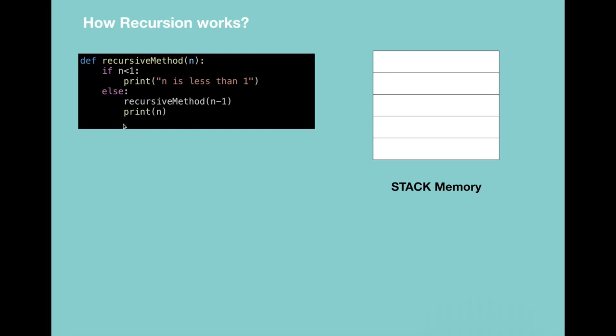So to make things clear, let's run this function for a parameter of 4, and let's see how this will be managed in stack memory. When we run this function with parameter 4, first the system checks whether 4 is less than 1. We see that 4 is greater than 1. So this means that the else statement will be executed, which is calling the recursive function with parameter 3.